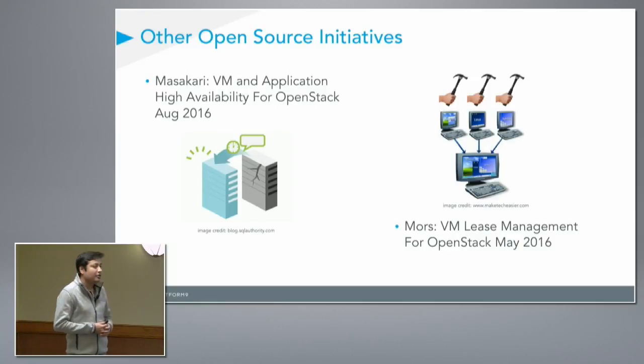In addition to Omni, we've also had a couple of other initiatives that we've open sourced to bring more enterprise hardened features to OpenStack. For those of you in the VMware community, you probably are used to seeing features like VMHA and lease management. So we built on the Masakari OpenStack framework to deliver both virtual machine high availability as well as application high availability to our OpenStack users. We contributed this back in August 2016. Similarly, we built Mors, our VM lease management component, and contributed that back in May 2016. We've gotten a lot of great feedback for our open source efforts, and our customers have derived great value from all of them.